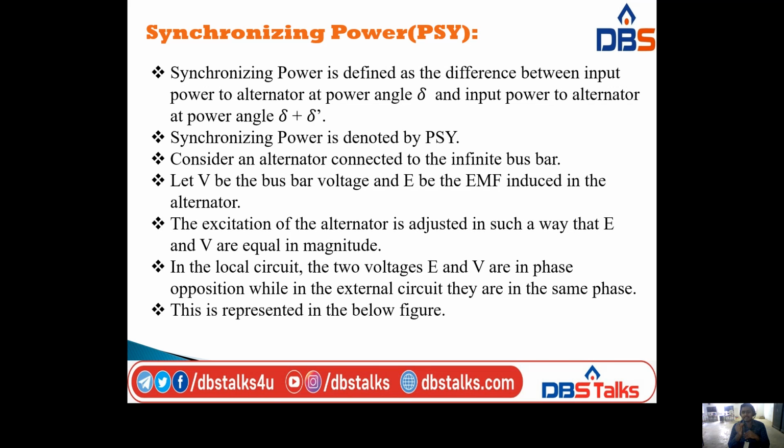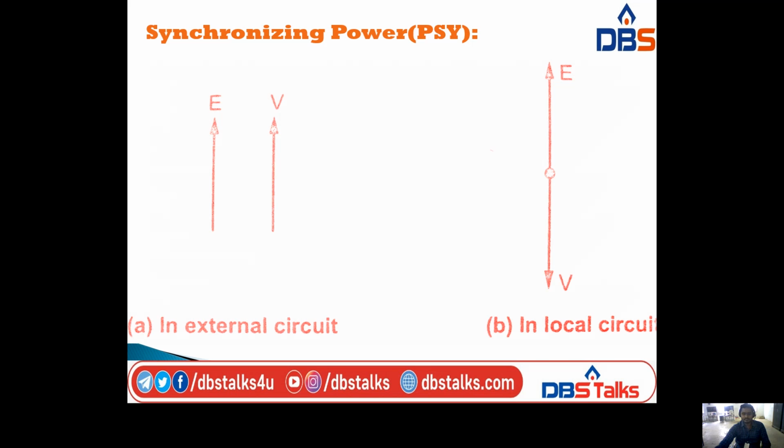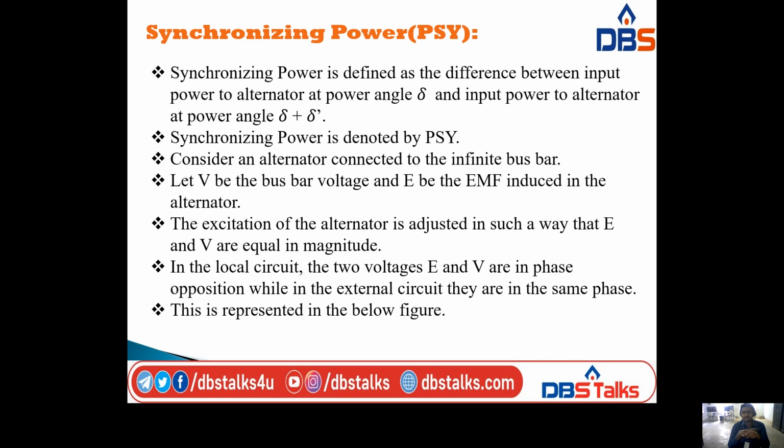The synchronizing power is defined as the difference between input power to the alternator at power angle delta and input power to the alternator at power angle delta plus delta dash. This is the synchronizing power, and it is denoted with the letter P suffix Sy. Here I am considering an alternator connected to the infinite bus bar.